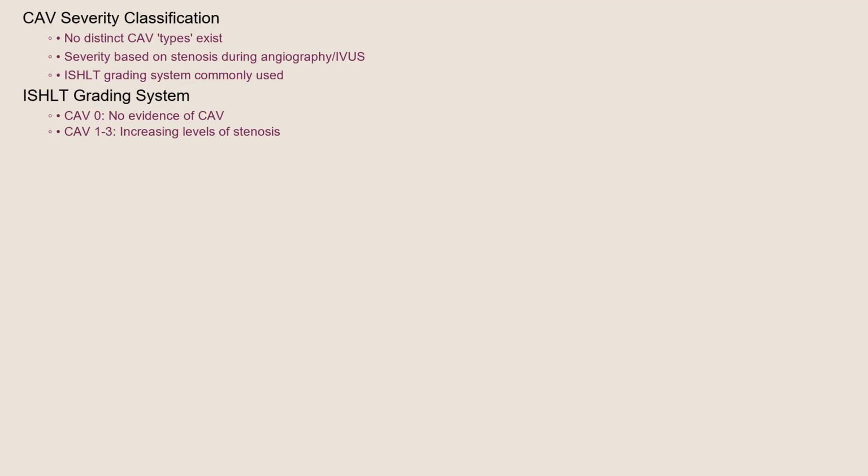While there aren't distinct types of CAV in the traditional sense, the severity of the disease is often classified based on the degree of narrowing observed during angiography and IVUS. The International Society for Heart and Lung Transplantation grading system is often used to classify CAV severity. In this system, CAV0 indicates no evidence of CAV, while CAV1 to CAV3 indicate increasing levels of stenosis.